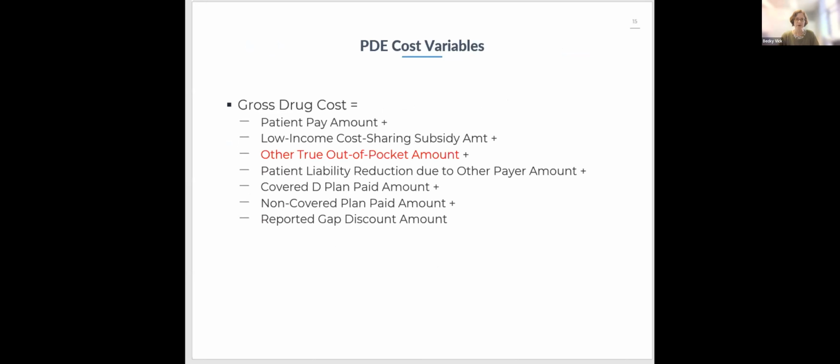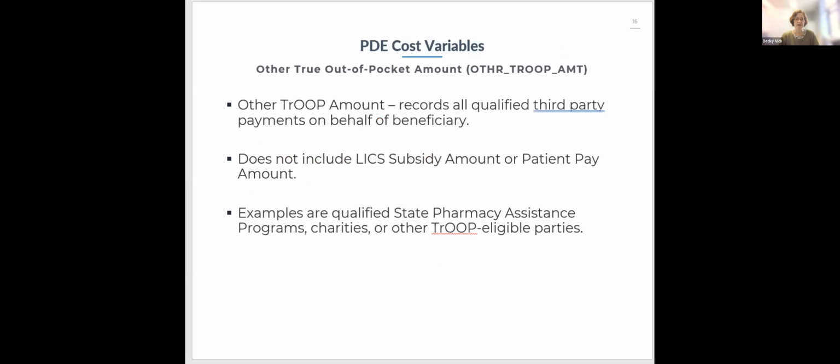So the next component is the other true out-of-pocket amount. This amount records all qualified third-party payments that were made on behalf of a beneficiary, but it does not include the LIS subsidy or the patient pay amount. Some examples are qualified state pharmacy assistance programs, charities, and other TROOP eligible parties.